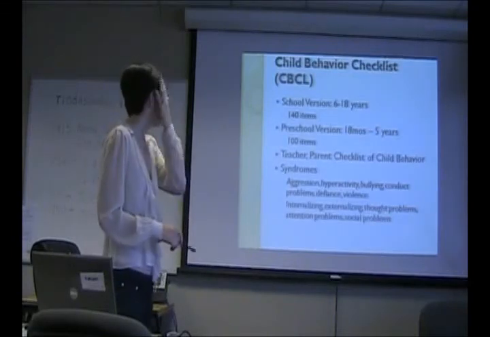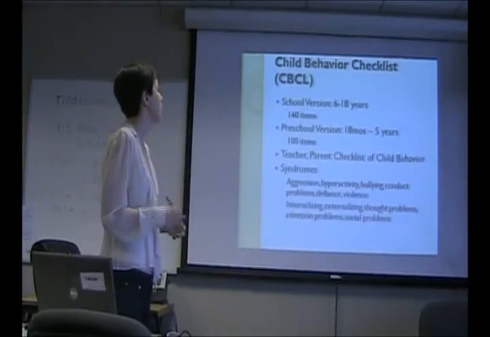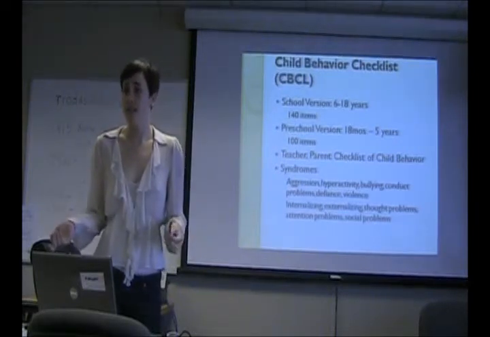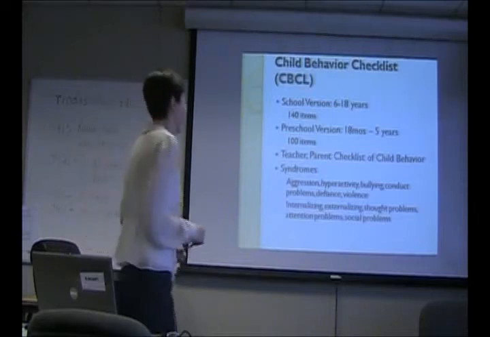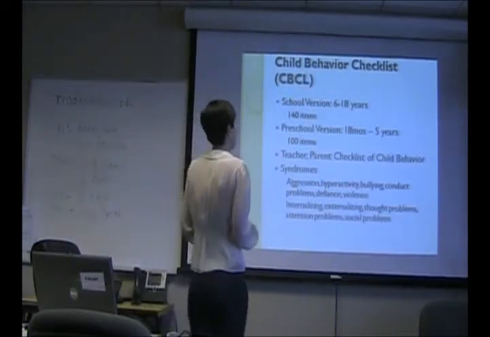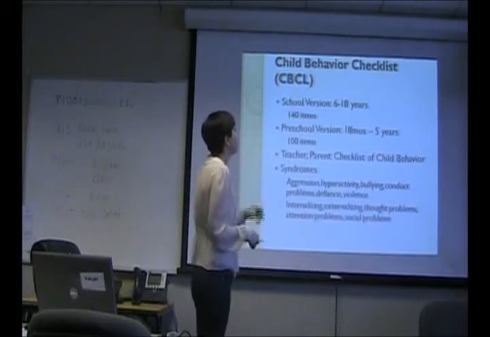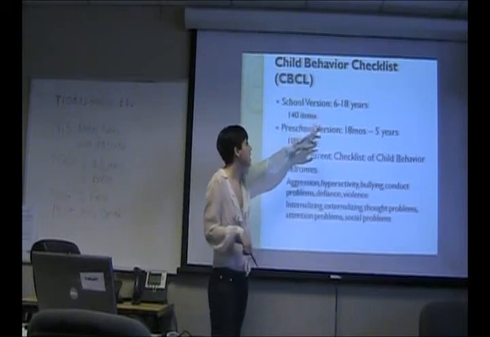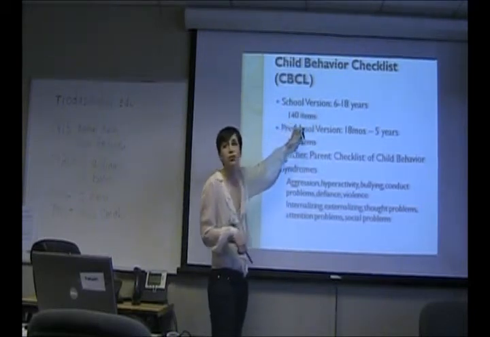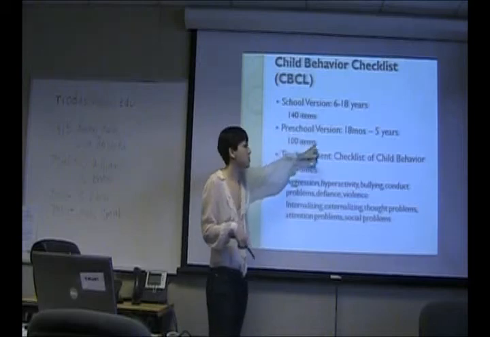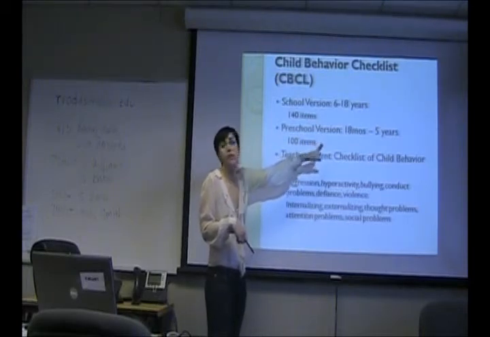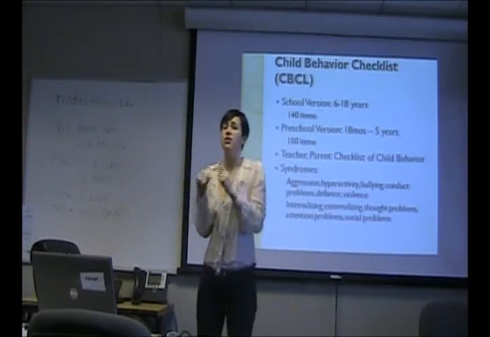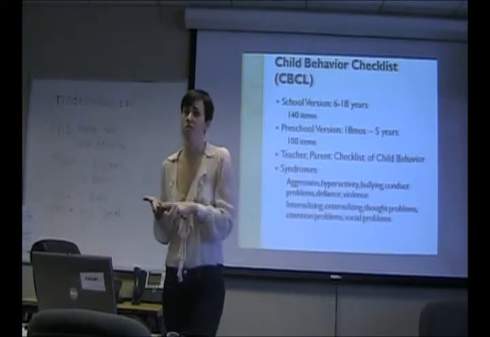Now, the last one is the Achenbach Child Behavior Checklist, or the CBCL. Has everyone administered the CBCL? If you work at the PSC, you've probably administered 75 of them, okay? So there are 2 versions. There's the school version for children aged 6 to 18 years that has 140 items. And then there's the preschool version for children aged 18 months to 5 years with 100 items. Okay? You've got the teacher, the parent, and the self-report.